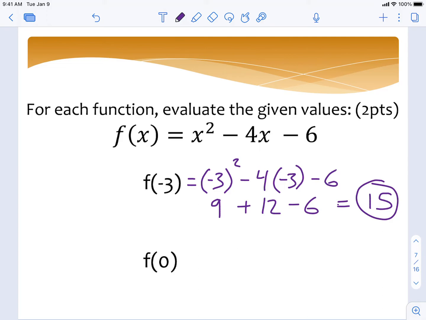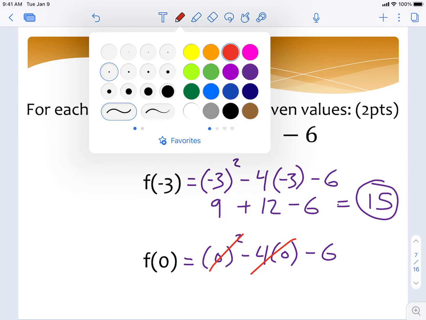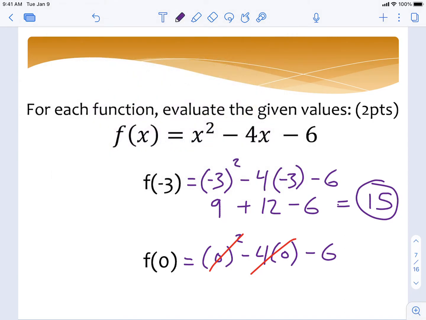0 is always a nice one to plug in because it just cancels everything out. A lot of us don't even really need to write this out because we know that wherever there's an x, if you plug in a 0, that term goes away. And so what we're left with, 0 minus 6, is going to be -6.